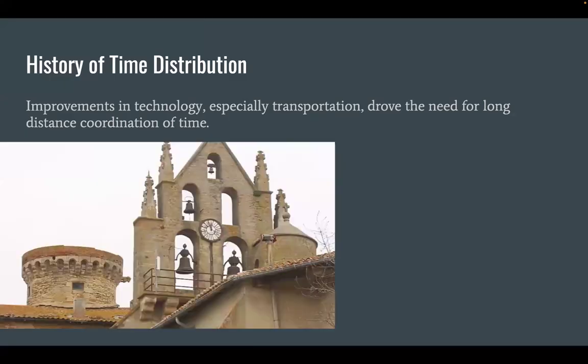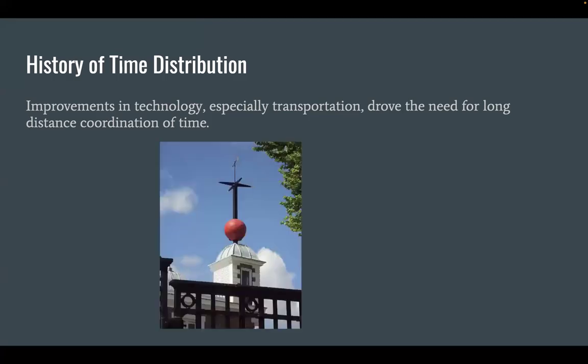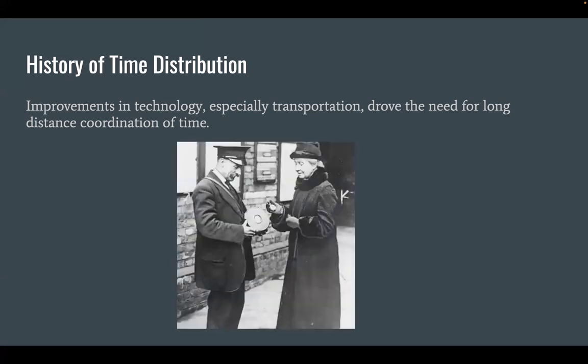So let's see. Again, this is time distribution through visual means. This is the famous Greenwich Observatory with the ball that would drop at noon every day so that ships in the Thames River could adjust their chronometers to match noon exactly. This is probably my favorite part of doing this research.